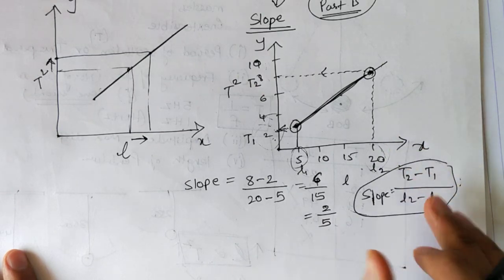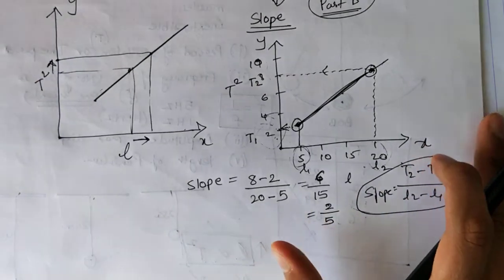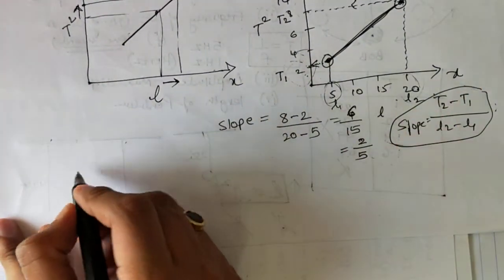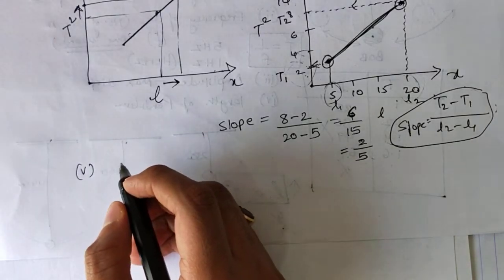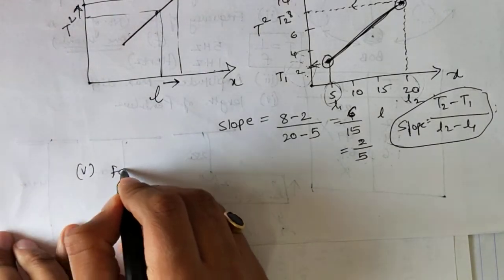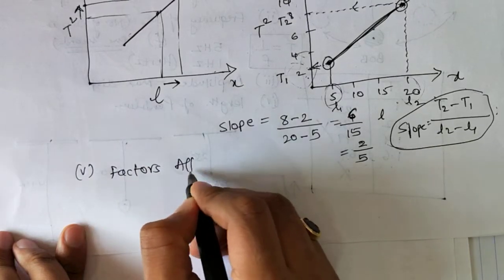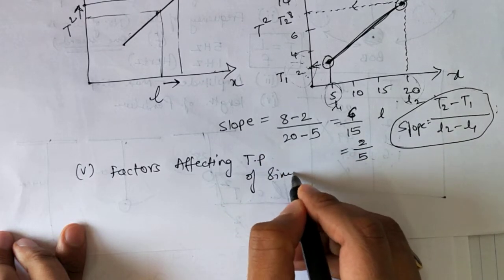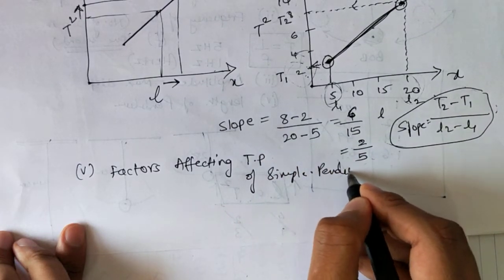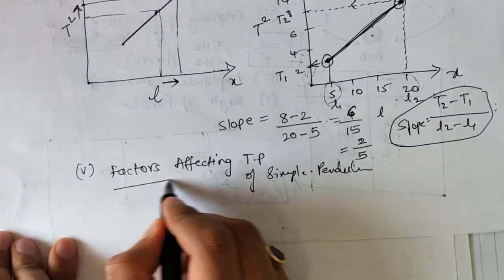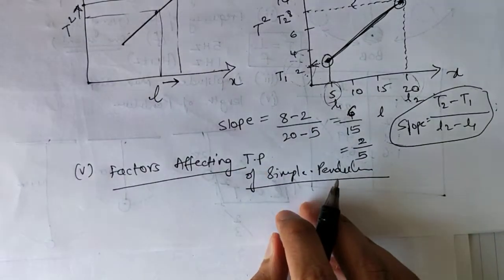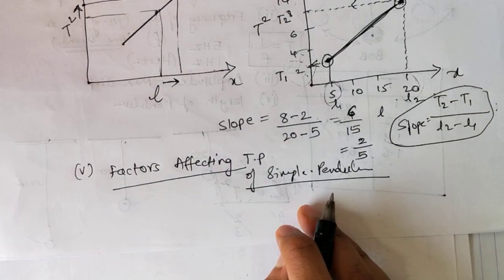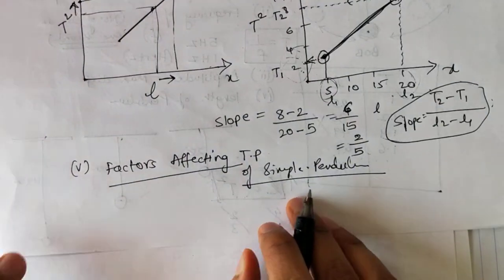Read only that much. Now the most important topic in this part is the fifth point, which says factors affecting the time period of simple pendulum. Search for this topic. Very important topic. This is the fifth point in pendulums, and there are 4 factors.